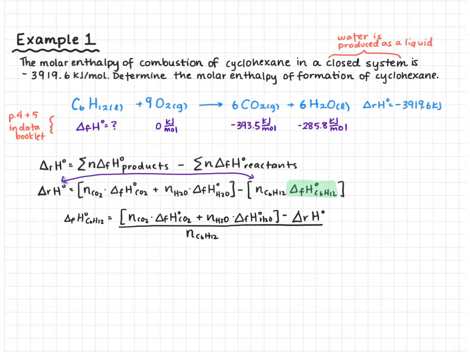So now we can just plug in our numbers. So we have 6 moles of CO2 at negative 393.5 kilojoules per mole. And so we can verify that our moles here will cancel. Plus 6 moles of water at negative 285.8 kilojoules per mole.